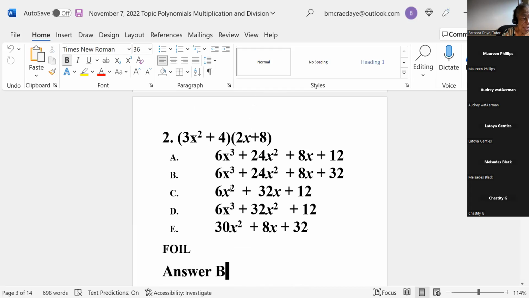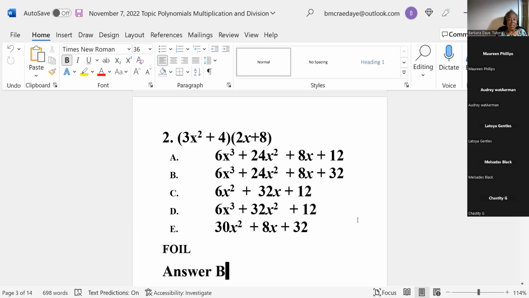So that means you can eliminate C, you can eliminate E, because these are all in standard form, right? So you know it's between A, B, and D. So you can eliminate those other two. And also, you can go through FOIL and do it, but if you have two constants like here, 4 times 8 is what? 32. So then you can eliminate everything but B, correct? Yeah, because when you multiply the constants, you got 32 and only one has 32.